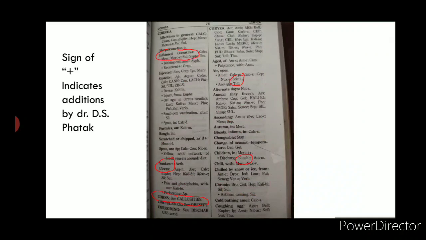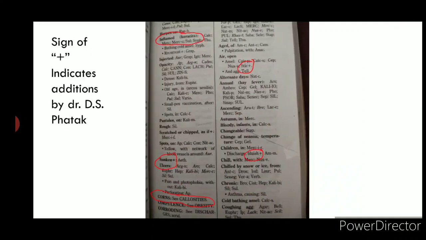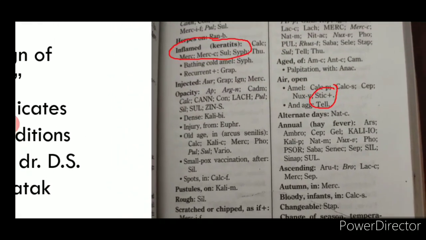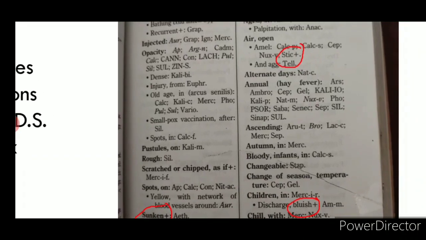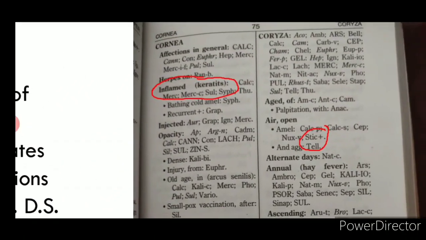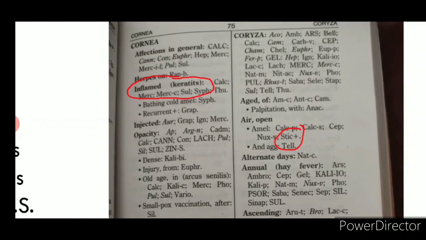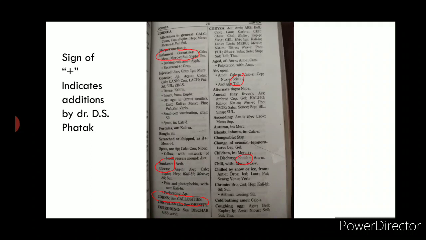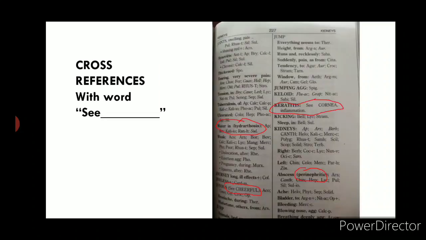Now in repertory, at some places you are going to find the rubric or medicine containing a sign of plus. You can see over here a rubric, air open ameliorates, and we have a sign of plus. So this sign denotes that the rubric or medicine was added by Dr. D.S. Phatak, and it was not present in the original edition of Phatak's repertory.